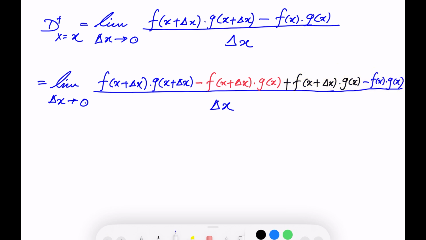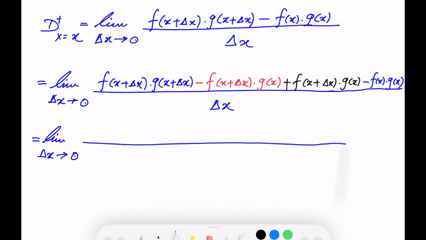So let's go ahead and do those two factorings. This is now equal to the limit as delta x approaches 0. On the numerator, from the first part, I'm going to factor out f of x plus delta x. Let me open brackets. Once I factor out f of x plus delta x from the first two terms, I have g of x plus delta x minus g of x remaining. So let me write down those two. g of x plus delta x minus g of x.